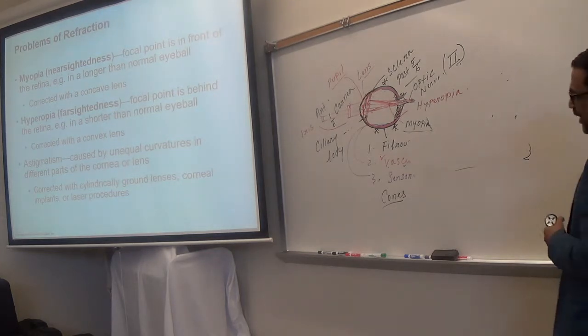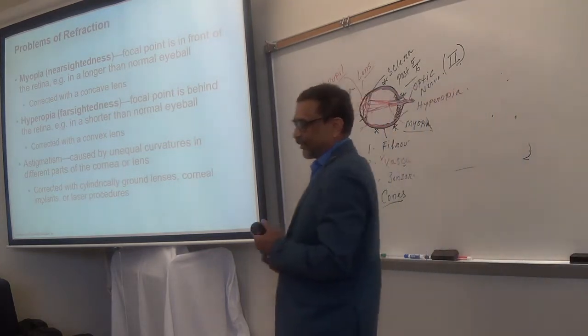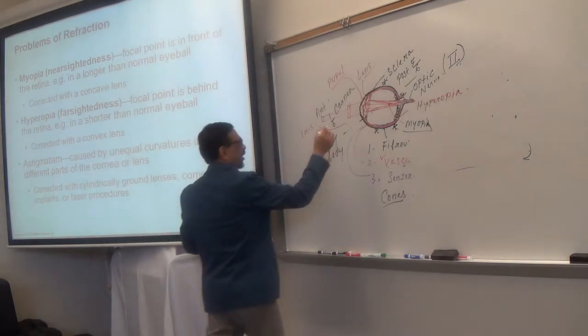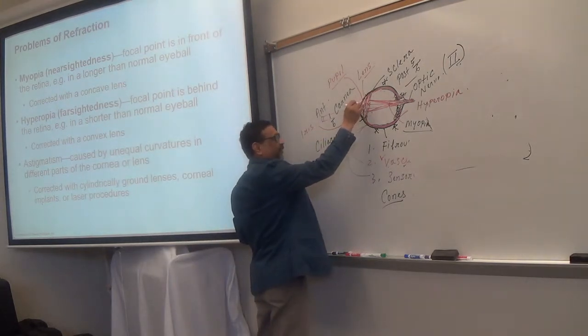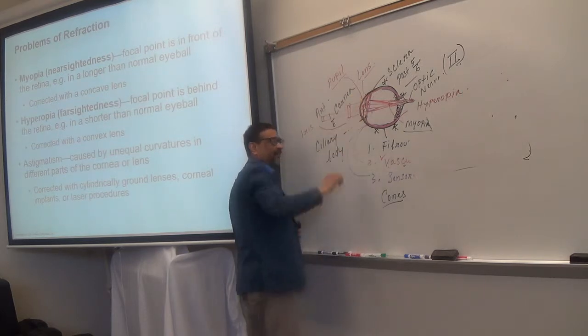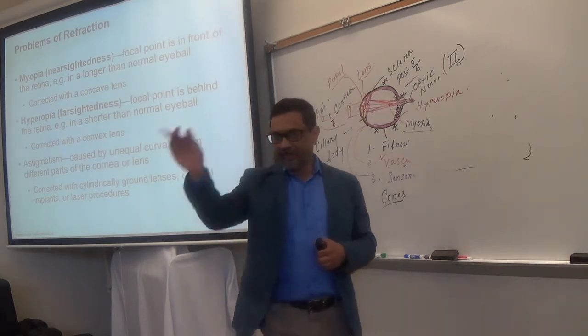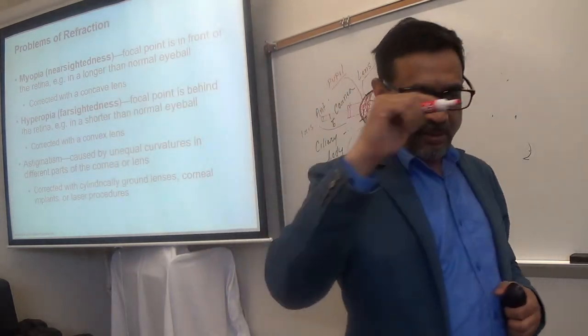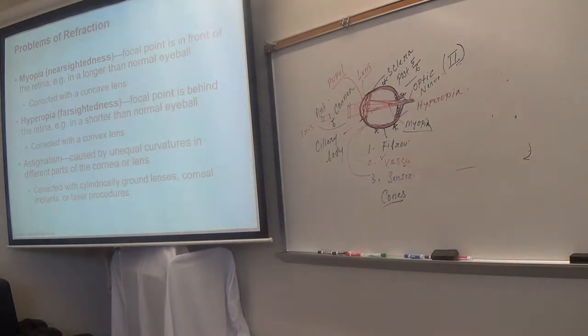Astigmatism is another condition that happens due to uneven surface of the cornea or lens. So if the surface of the lens or cornea is not even, not smooth, its surface is irregular, uneven, that causes astigmatism. And you need more complex type of lens in that condition, yes.